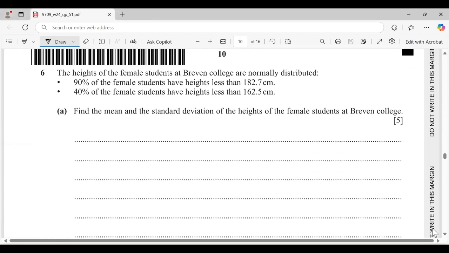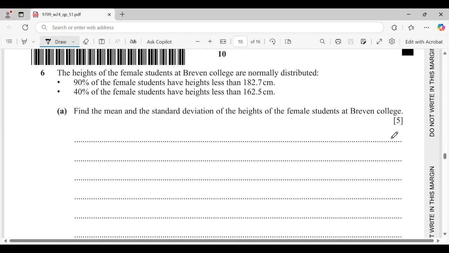Number 7. The heights of the female students at Griffin College are normally distributed. 90% of the female students have heights less than 182.7 centimeters. 40% of the female students have heights less than 162.5 centimeters. Find the mean and the standard deviation of the heights of the female students at Griffin College.